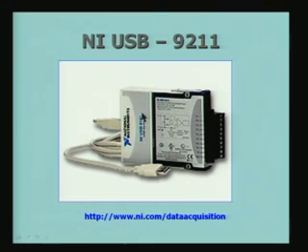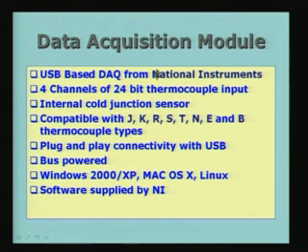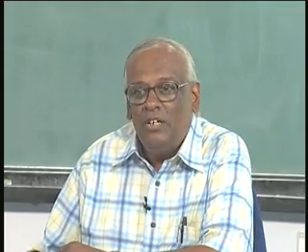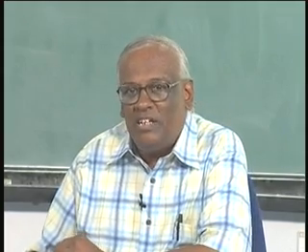Let me give the description of this. It is a DAQ from National Instruments, one of the most recent additions to the family. It has 4 channels, and it has 24-bit thermocouple input. So, you can immediately see that it is 2 to the power of 24, and you can translate it to a proper resolution value. It also has an internal cold junction sensor, which gives cold junction compensation.